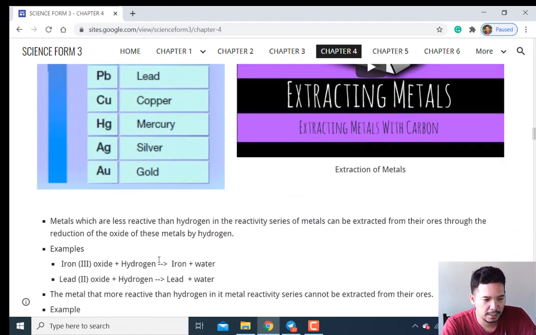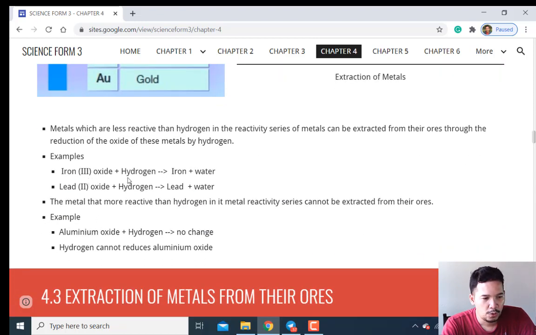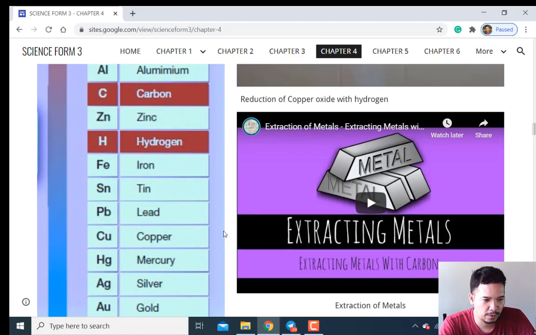Iron 3 oxide reacts with hydrogen and will produce iron and water, and lead 2 oxide plus hydrogen will produce lead and water. The metals that are more reactive than hydrogen cannot be extracted from their ores. Example, aluminium oxide cannot. There is no change. Same with the carbon.